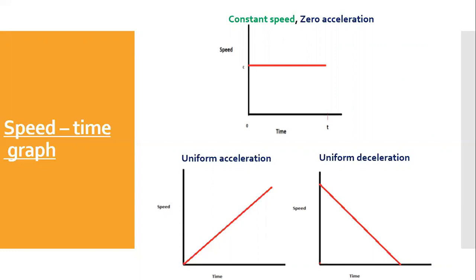The picture below to the left is a graph of an object moving with uniform acceleration. And the picture below to the right is a graph of a moving object with uniform deceleration.